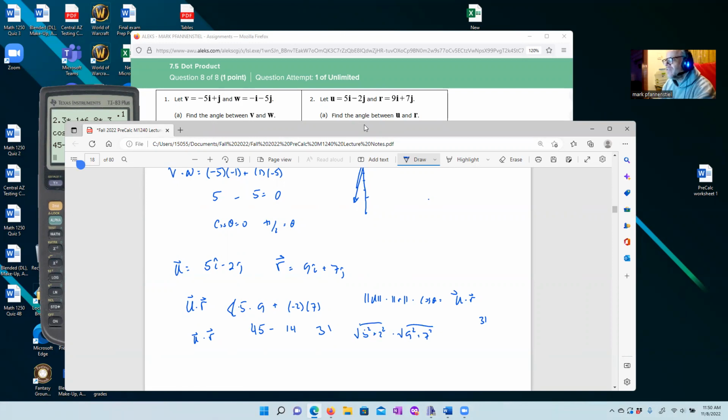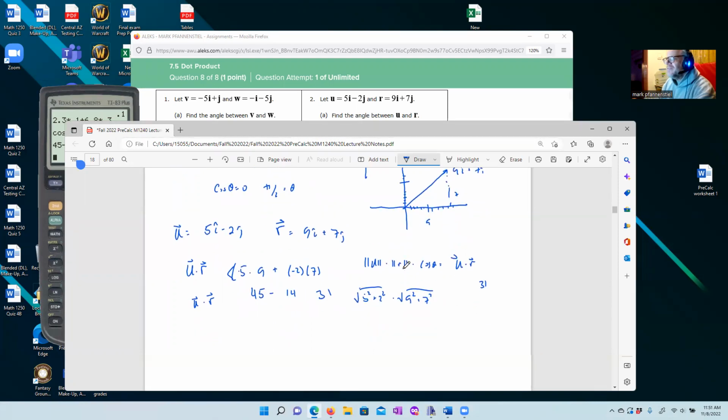If I wanted to graph this, this would be 9 and 7, so this is 9 i hat plus 7 j hat. That would just be this vector right here. What's its length? How do we get the hypotenuse of a triangle? We're going to say this is 9 and this is 7. That's how I got the 9 squared and the 7 squared. It's the Pythagorean theorem.